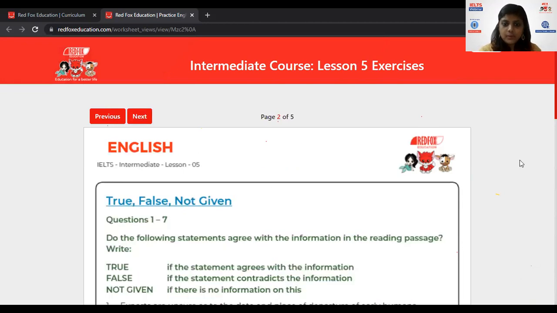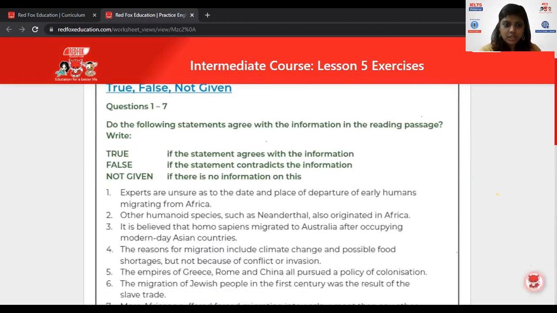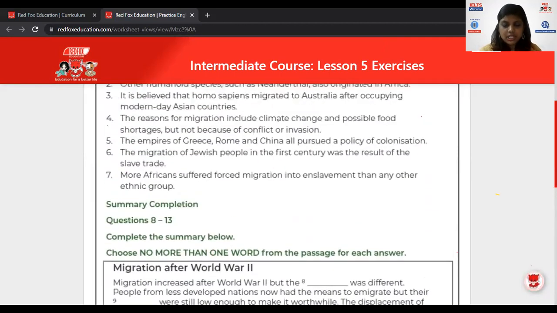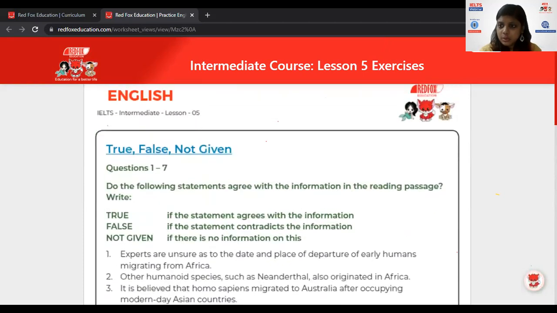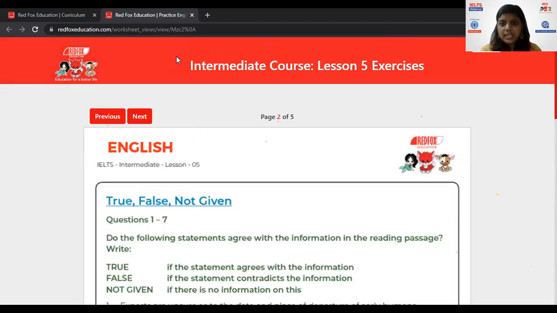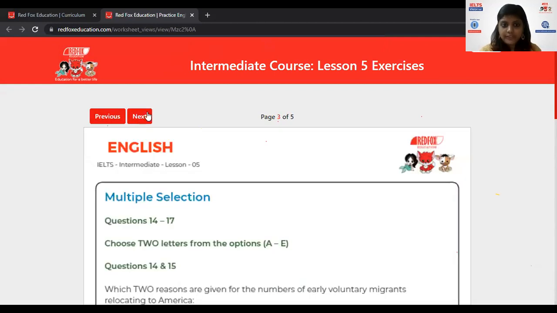And then moving on, this is where your true false not given worksheet is. This is how it will look, and then this is some summary completion. That's another topic, but this is how the worksheets look. I'll just give you a small run through it, and you will have access to all of this material.